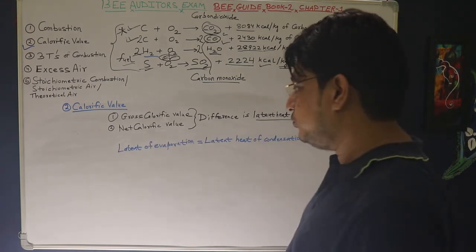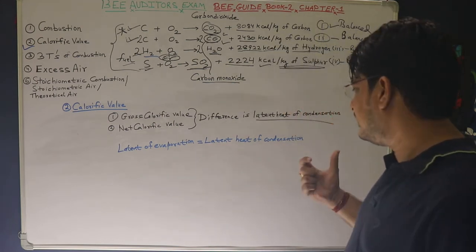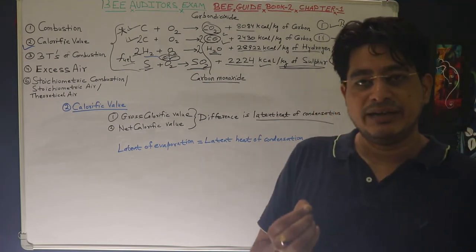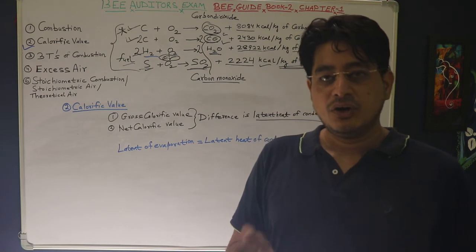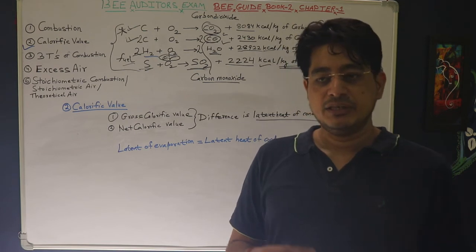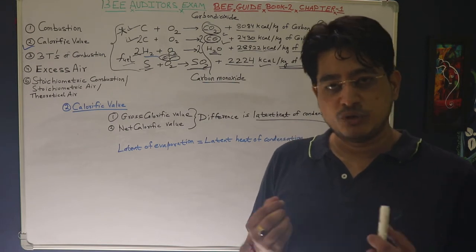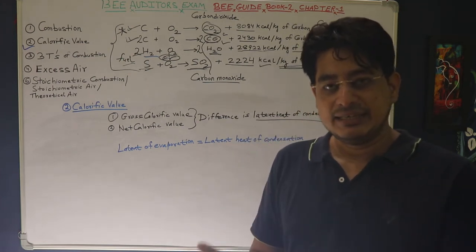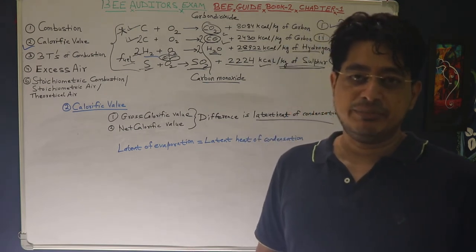As I have already told you in my previous video on enthalpy, latent heat of evaporation is equal to latent heat of condensation. Now what is evaporation and what is condensation? Suppose you have 1 kg of water at saturation temperature and you add latent heat of evaporation, or latent heat of vaporization, corresponding to that saturation temperature. Then what will happen? By absorbing the latent heat of evaporation, the water at saturation temperature will completely turn into saturated steam, which will again be at the same saturation temperature.